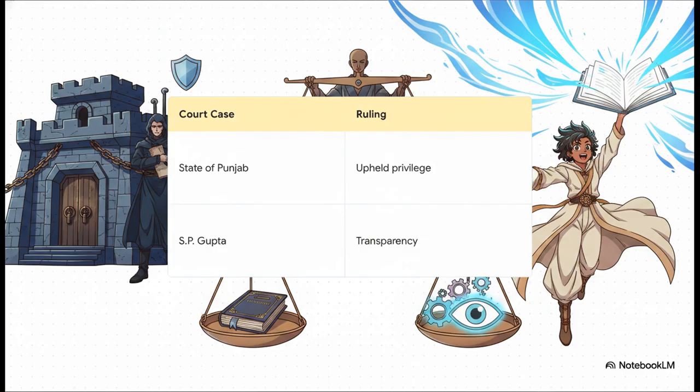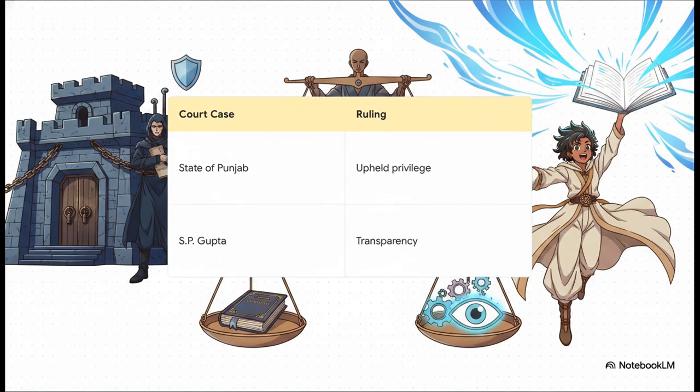As you can probably guess, this creates a profound tug-of-war in the courts. On one side of the rope, you have cases like State of Punjab v. Sodhi Sukhdev Singh. That ruling firmly upheld the state's privilege to keep official documents secret, prioritizing the protection of state administration. But then, on the exact opposite side, you have the landmark S.P. Gupta v. Union of India case.